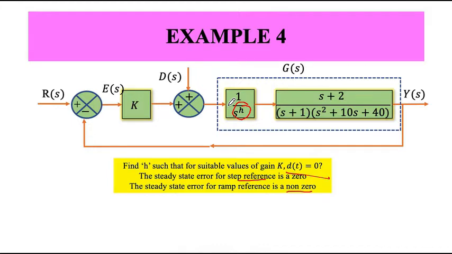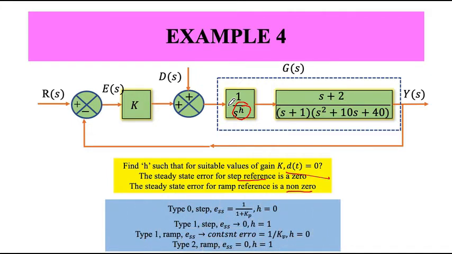Okay, so let's recollect quickly. Suppose I am assuming my system is type 0 and input is a step. So my E(s) is 1 by 1 plus Kp. This was for H equals 0. My type of system is 0 and this is step input. What I am looking at is that steady state error for step response is not 0.